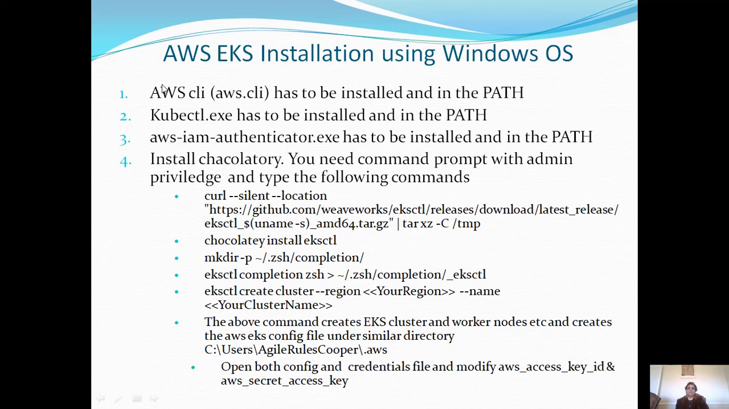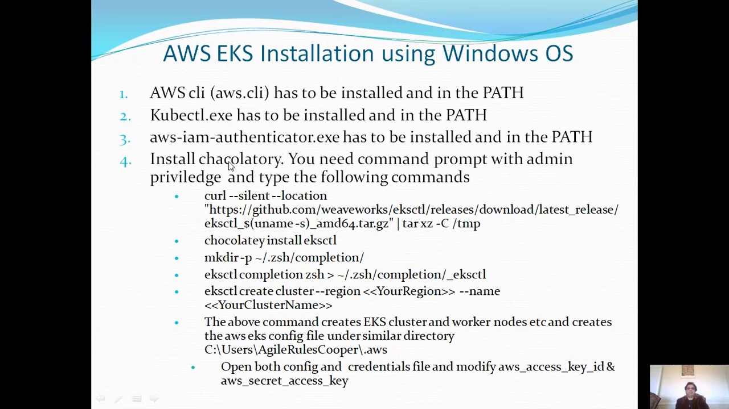For the steps, on your Windows laptop you should have the AWS CLI, aws.exe, installed and in the path. kubectl.exe has to be installed and should be in the path. And aws-iam-authenticator.exe has to be installed and should be in the path. All you have to do is Google this, get those executables, put them in a directory, and put it in the path.